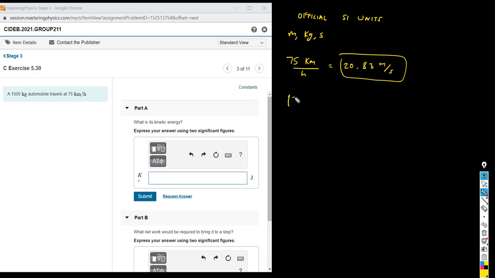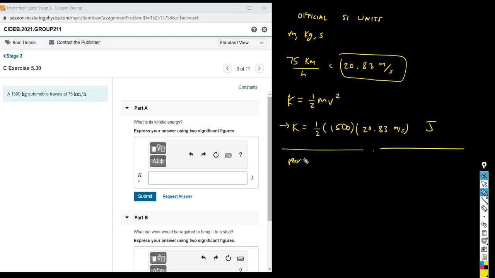So kinetic energy is equal to 1/2 of the mass times the velocity squared. Therefore, the kinetic energy is 1/2 of the mass of the car, which is 1500 kilograms, times the velocity of the car, which is 20.83 meters per second. You multiply all of this, and you're going to get your answer in joules, and you put it there. That's it, guys. That's part A.